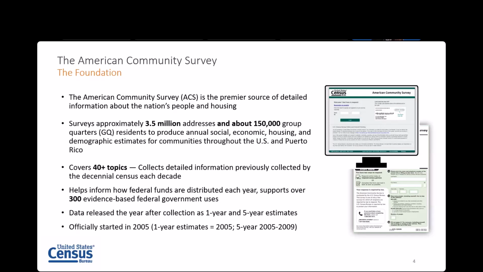After years of extensive testing, the ACS was fully implemented in 2005. The first ACS 1-year data were collected in 2005 and released in 2006. The first 5-year ACS data were collected between 2005 and 2009 and released in 2010.